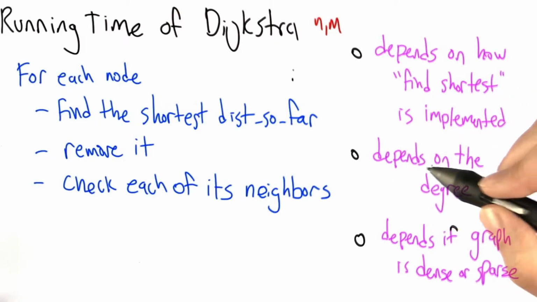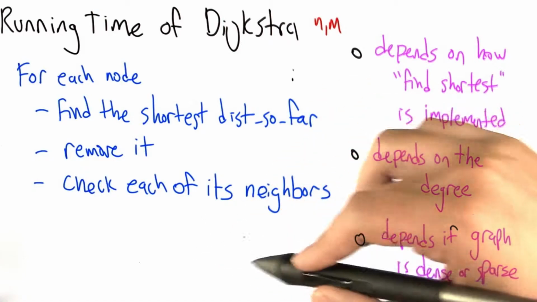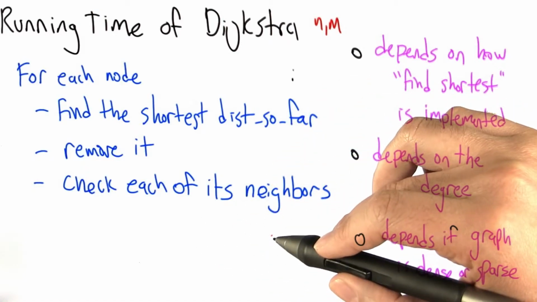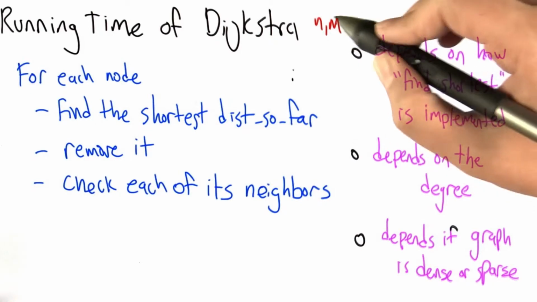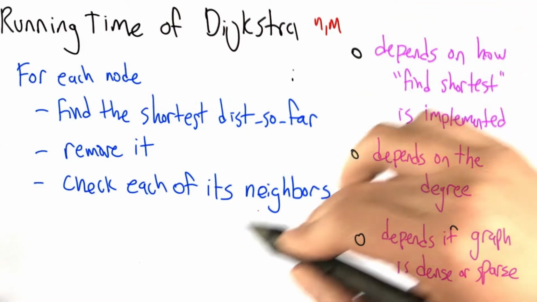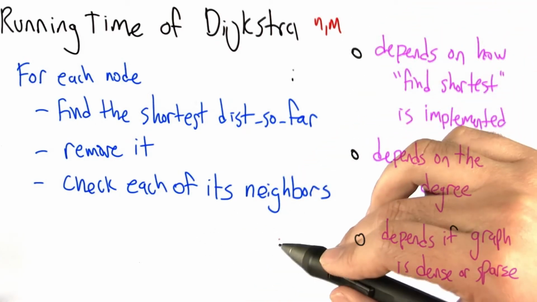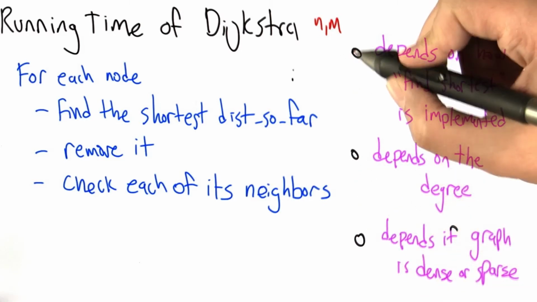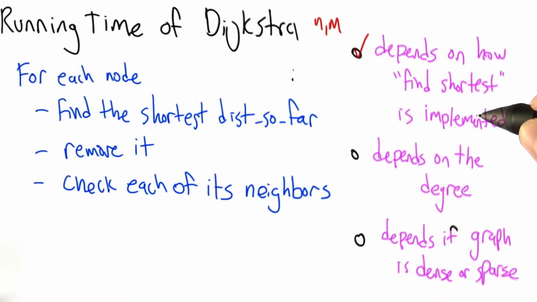Depends on the degree? No, it turns out we're going to have to do the same amount of work if there's nodes that have very, very high degree or if there's nodes that have very, very low degree. We still end up having to do a certain amount of work for each edge. So it doesn't matter how they're clumped to nodes. It matters how many there are total. So it's this one. It depends on how Dijkstra's shortest path is implemented.